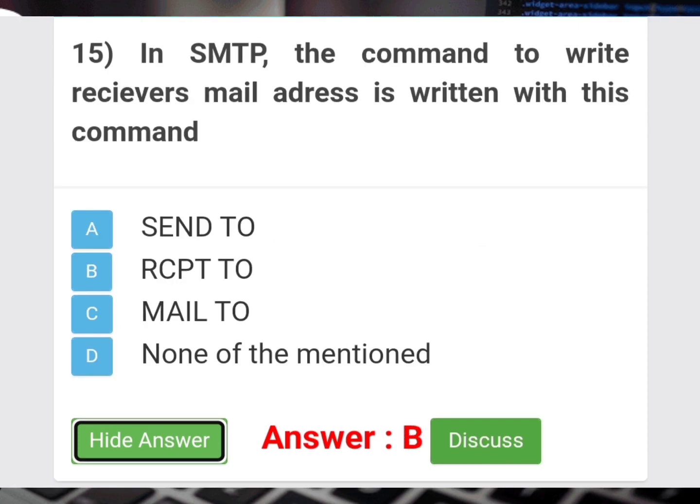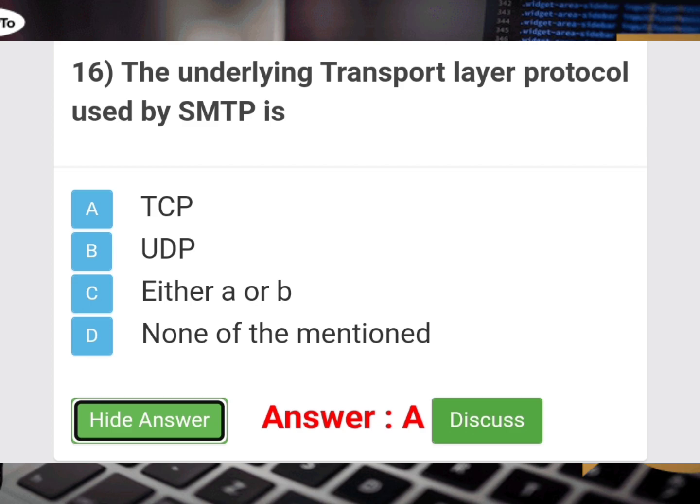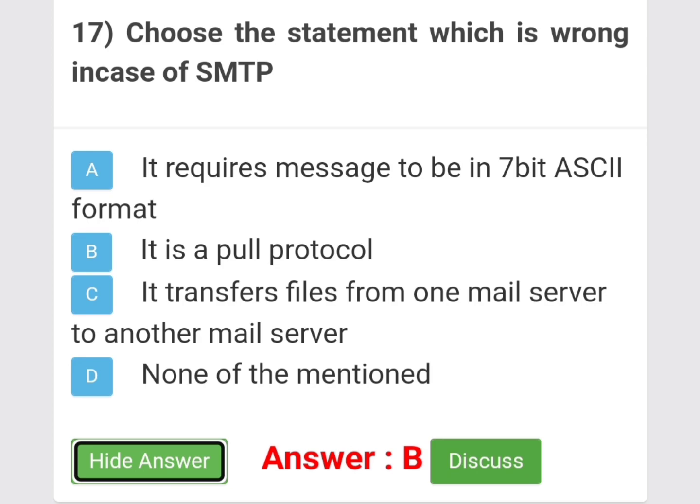In SMTP, the command to write receiver's mail address is written with this command, answer B, RCPT TO. The underlying transport layer protocol used by SMTP is answer A, TCP. Choose the statement which is wrong in case of SMTP. Answer B, it is a pull protocol.